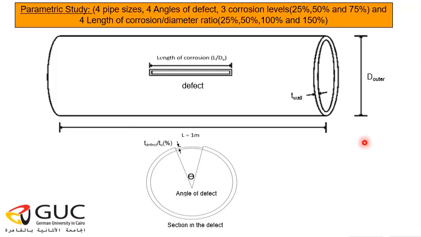We can take a look also at those parameters in the pipe section. So that is the length of corrosion to diameter. And if we take a section in this defected part, we can see this is the angle of defect, and that is the reduction of the thickness representing the real corrosion.